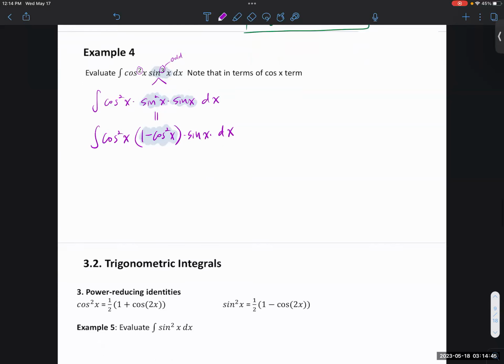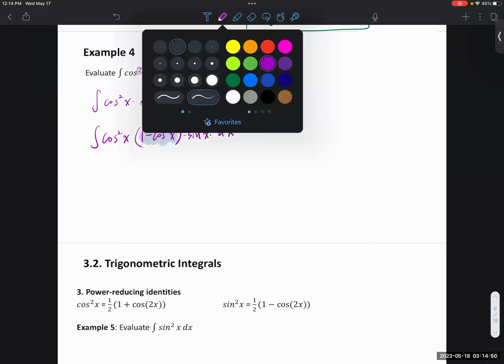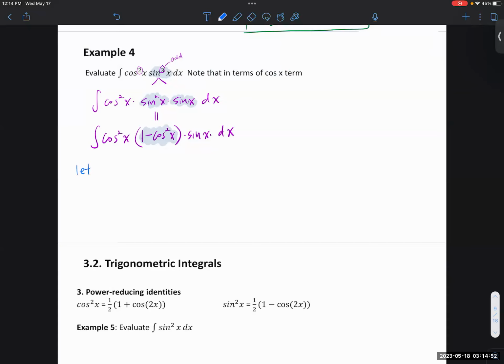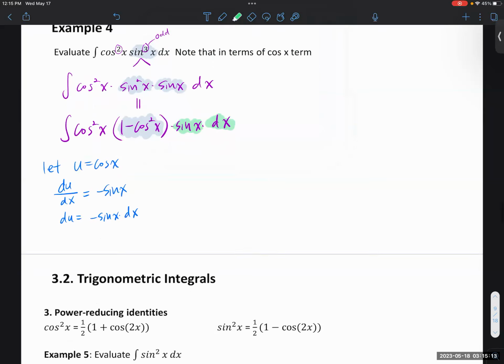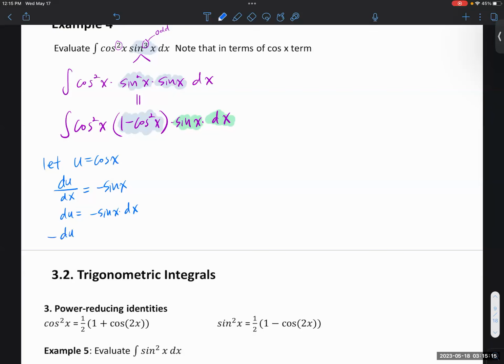Now you see, obviously cosine can be substituted into the quadratic function. So let u equal cosine x. du over dx is negative sine x, you take the derivative of the cosine. So du will be negative sine x dx, correct? But I'm looking for exactly sine x dx in terms of the u variable. So negative du will be sine x dx.